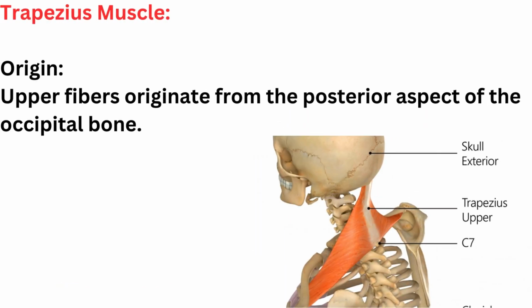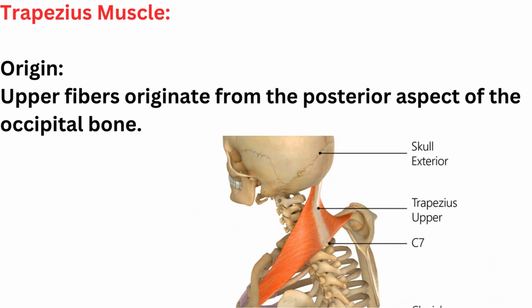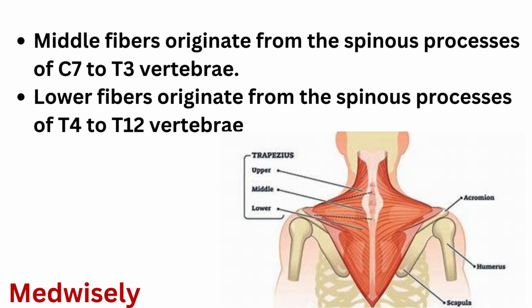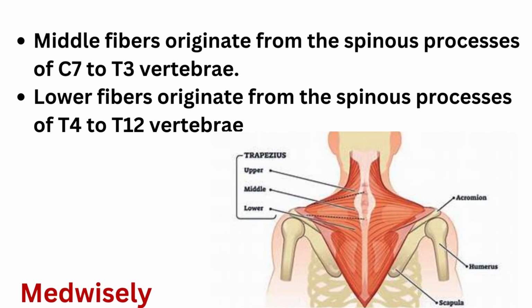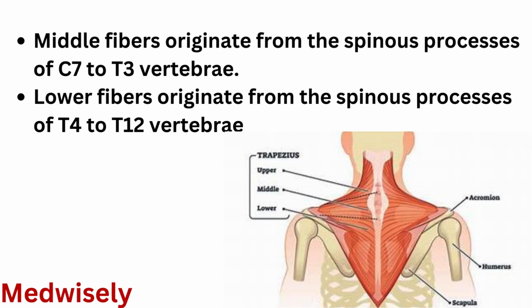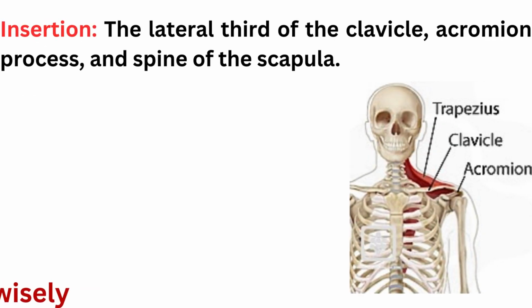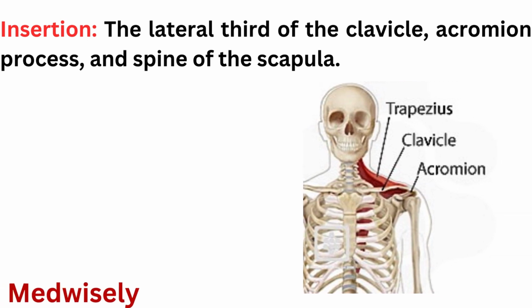Trapezius muscle. Origin. Upper fibers originate from the posterior aspect of the occipital bone. Middle fibers originate from the spinous processes of C7 to T3 vertebrae. Lower fibers originate from the spinous processes of T4 to T12 vertebrae. Insertion, the lateral third of the clavicle, acromion process, and spine of the scapula.